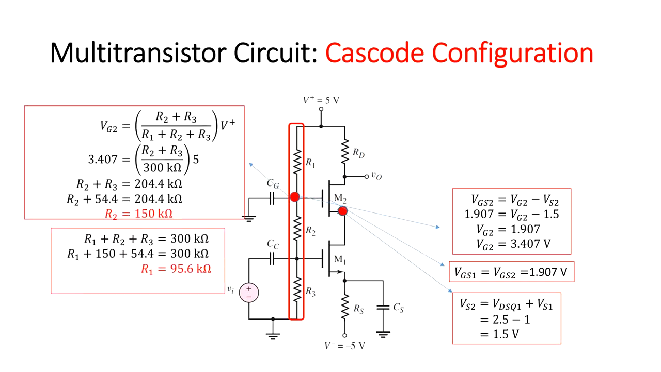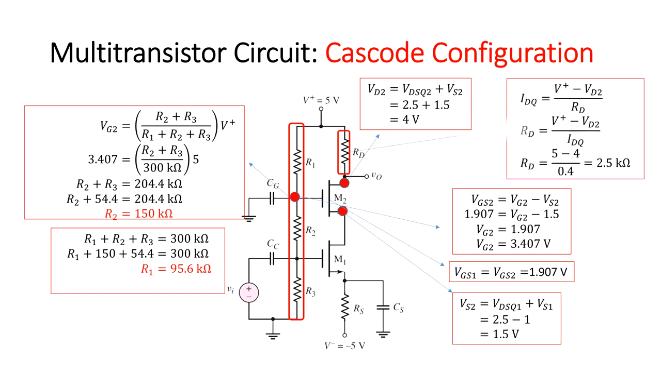Finally, the drain voltage of M2 is given, and the drain resistor RD is calculated. This is the last slide of part 3.